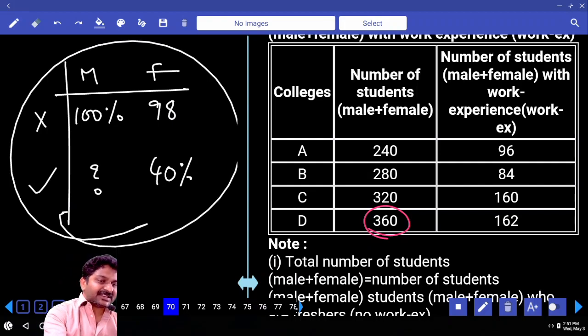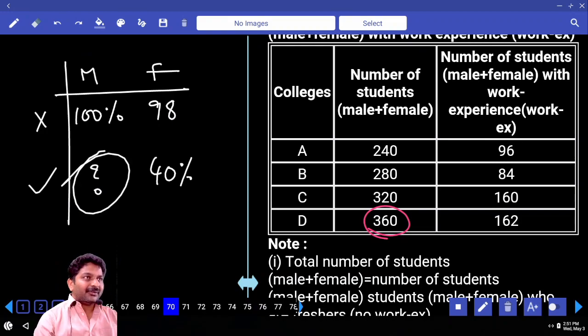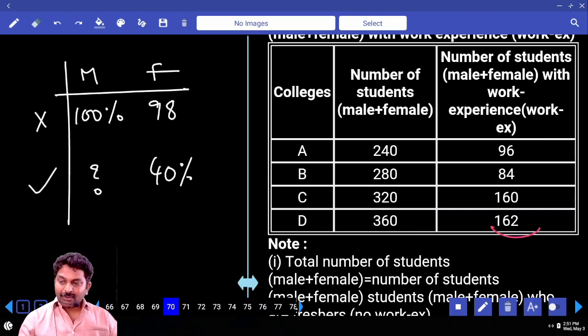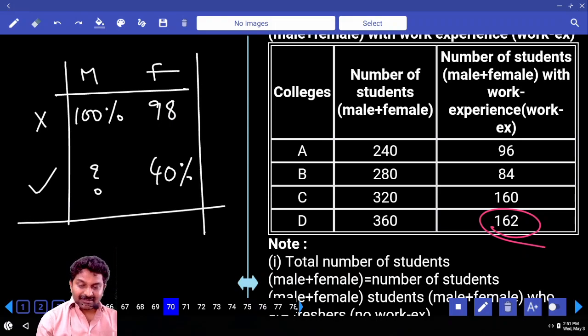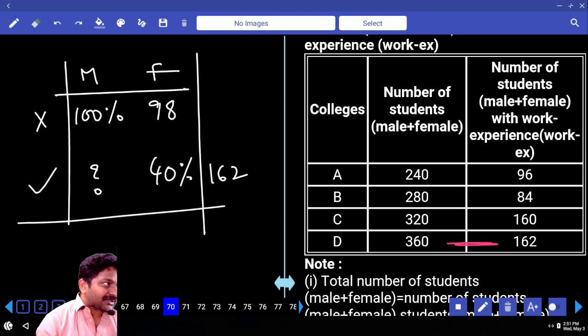All together 360, right? Already one percentage is there, one variable X is there. Two variables are there. Can we answer the question? Those who have work experience, 100 out of total, then remaining don't have experience only, that means they are freshers only. 360 minus 162, 198 are freshers, those who don't have a job, right?